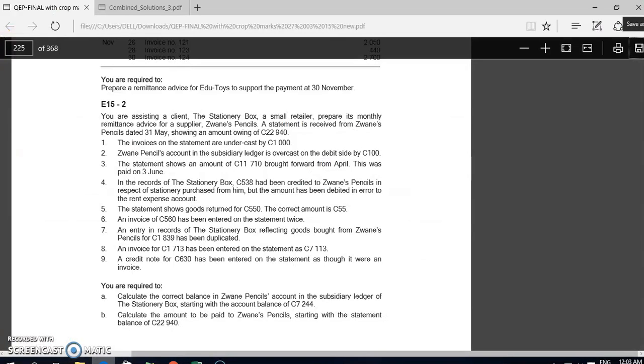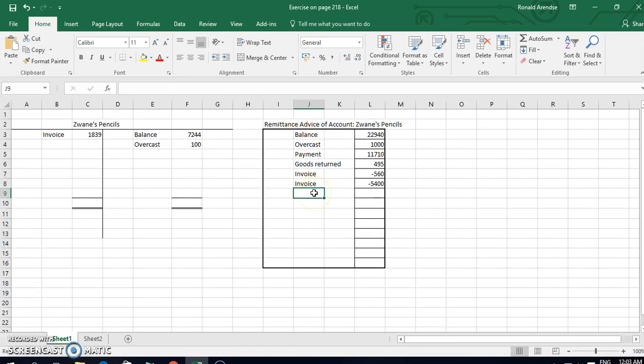Then it says a credit note for number 9. A credit note for 630 had been entered on the statement as though it were an invoice. Now, what does a credit note do? A credit note means that we return goods, so that decreases our account. However, they entered the credit note as an invoice. So instead of decreasing our account with 630, they increased our account with 630.